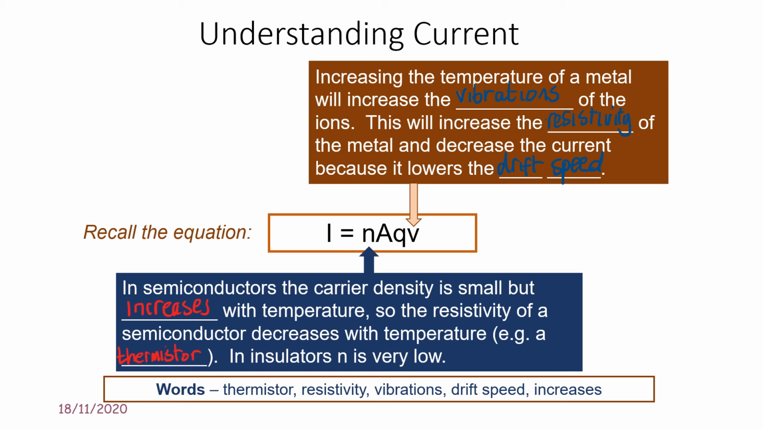Quick check then, you can correct your own work if you need to. Increasing the temperature of a metal will increase the vibrations of the ions. This will increase the resistivity of the metal and decrease the current because it lowers the drift speed. You can see the arrow there pointing to the drift velocity in the equation. In semiconductors, the carrier density is small but increases with temperature. So the resistivity of a semiconductor decreases with temperature, e.g. a thermistor. In insulators, n is very low.